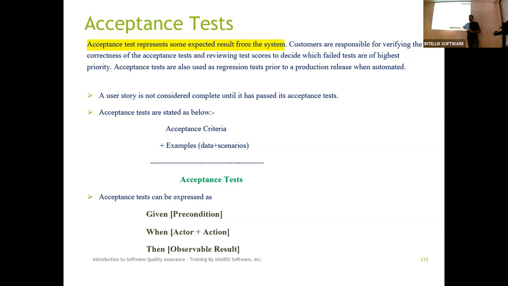For loan calculator, if I say when a dealer does this much amount, that's correct. Let me show you one example so that it makes sense. Now, acceptance criteria plus examples. These acceptance tests are stated below. So you can include data, scenarios, all different things, so you can be very specific in your acceptance test. If I input maybe 1,000, I should get 30 back, and business says, yep, this is how it's supposed to work.